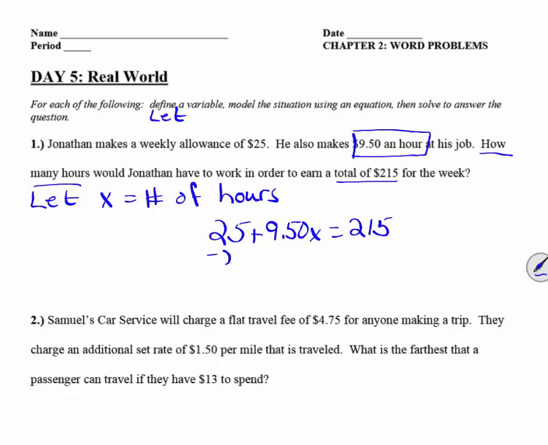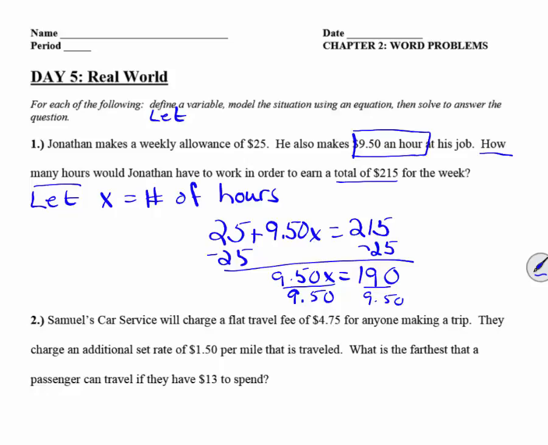So to now go through and solve this, we have to subtract 25 from both sides. So that's going to give me 9.50x equals, hopefully 190. I hope I did that right. Now we have to divide both sides by 9.50. So X is going to equal 20 hours. All right, not so bad.